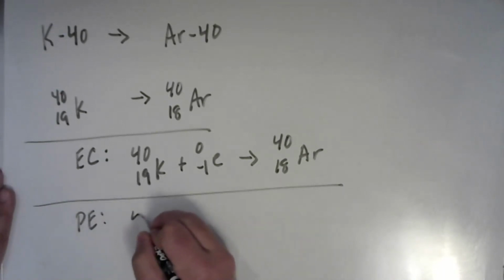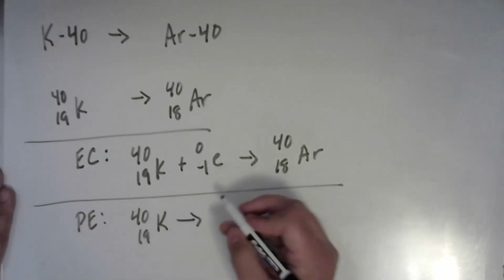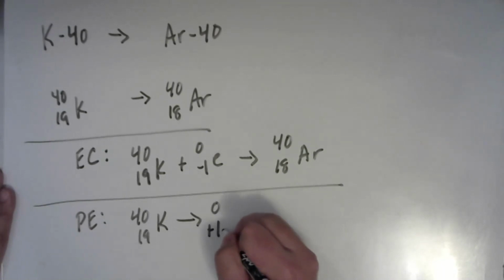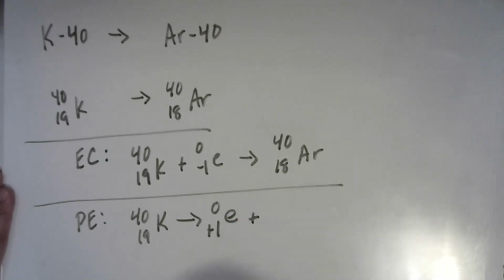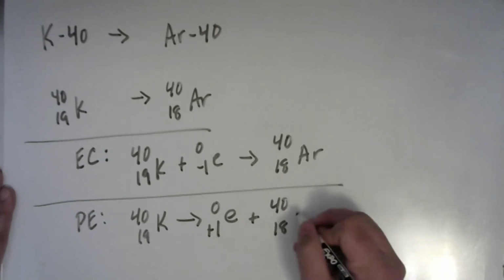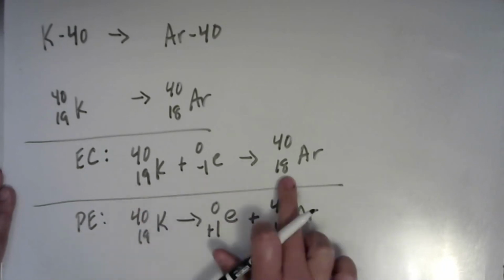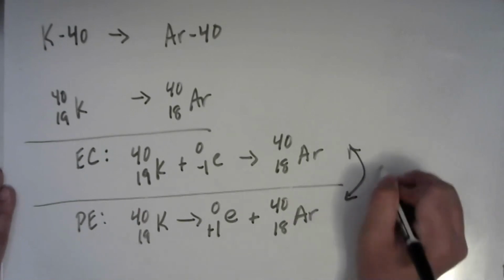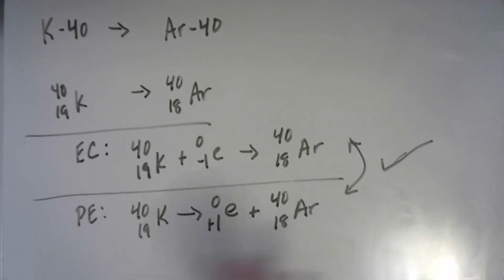If you have positron emission, we're going to start with your potassium isotope, and you're going to emit a positron particle. And then what's going to be left is an argon 40 isotope, right? Because 18 plus 1 is 19, just like 19 minus 1 is 18. So either of these are correct in this case. Both of those are valid decay methods for the type of decay that's being described here.